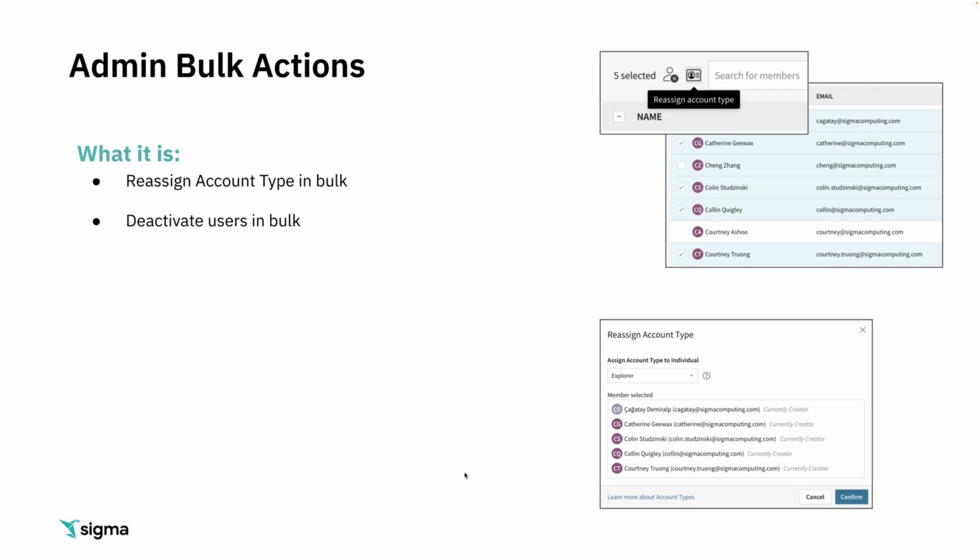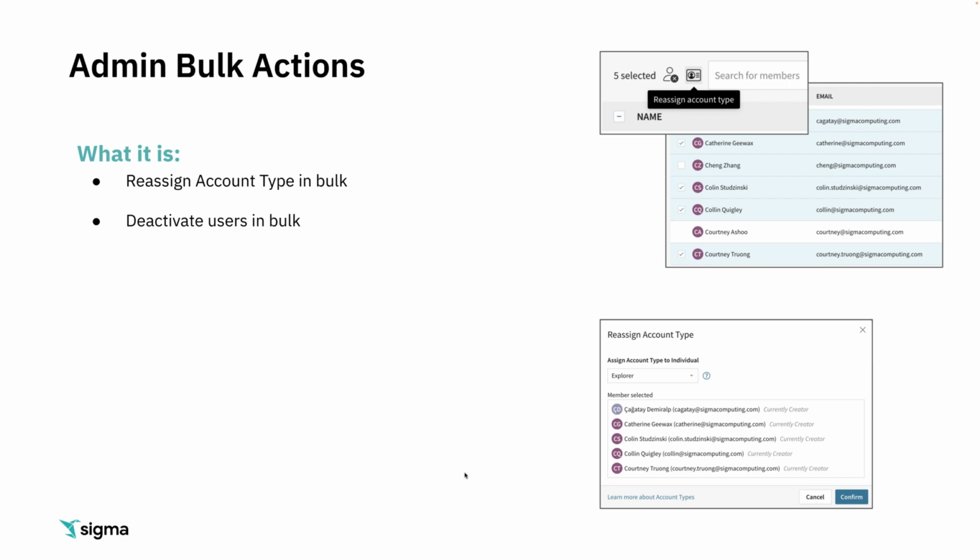This is really geared towards admins, but also just good to know what we're doing inside the product at all times here. So bulk actions is two different types of bulk actions. If you're an administrator, we have this feature called account types. Account types are like roles. You can create custom account types to determine which features different users can access.